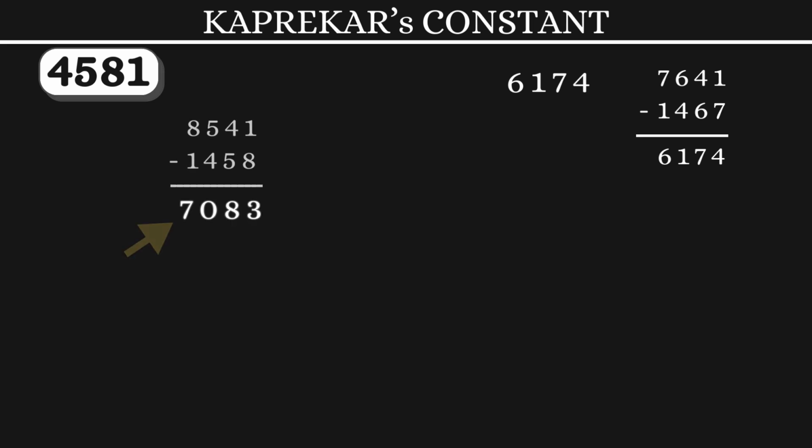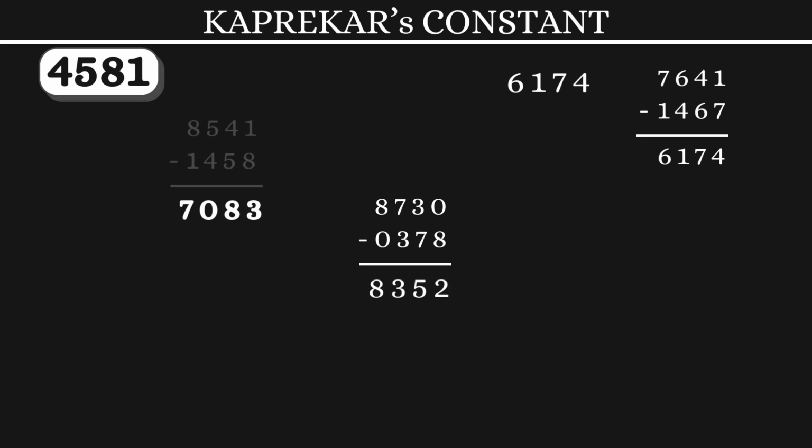Now consider this number. Again, arranging the digits in descending order, we get 8, 7, 3, 0. In ascending order, 0, 3, 7, 8. And the difference is 8, 3, 5, 2.